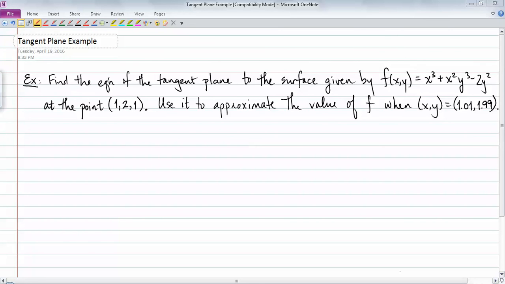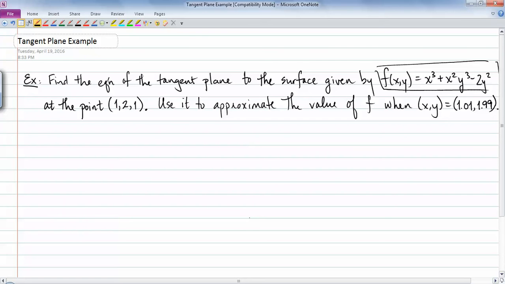All right, so let's do an example that uses finding a tangent plane to some surface that I give you. So we've got this 3D surface where z is defined by x cubed plus x squared y cubed minus 2y squared. And off the top of my head, I have no clue what that thing looks like. But you know that the point (1, 2, 1) is on it.